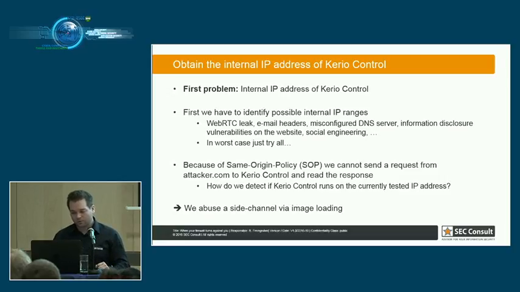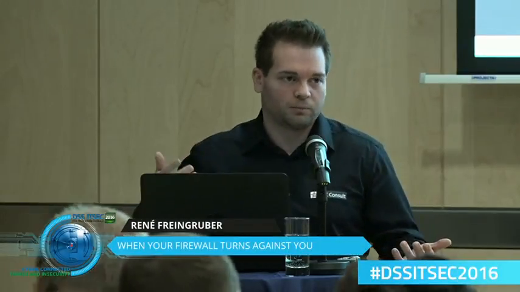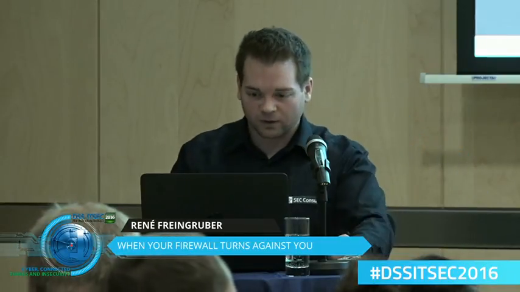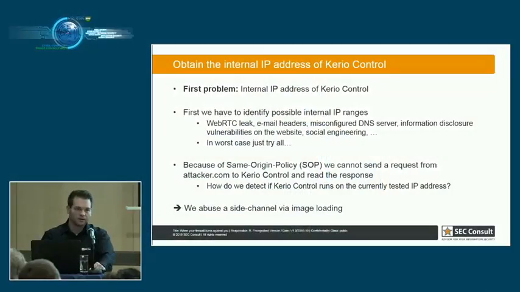And because of same origin policy, we cannot read responses. So for example, if you go to my website, I can force your browser to send a request to the firewall, but I cannot read the response. If that would be possible, it would itself be a big vulnerability. So for example, I can force you to send a request to Facebook, but I cannot read the response, because otherwise I could be reading your messages or your bank details or your emails. So this is the same origin policy which prevents me from reading the response. So I somehow need a technique to identify if on the testing IP, the firewall is running.